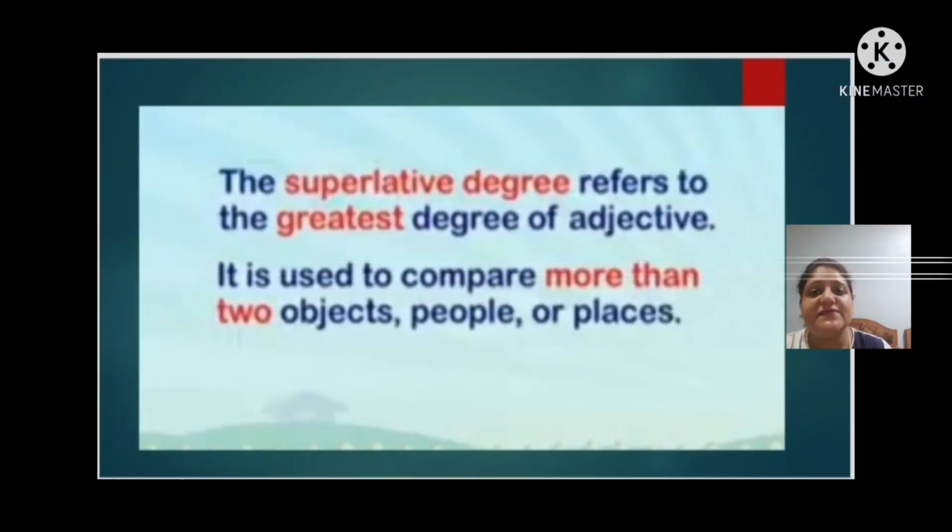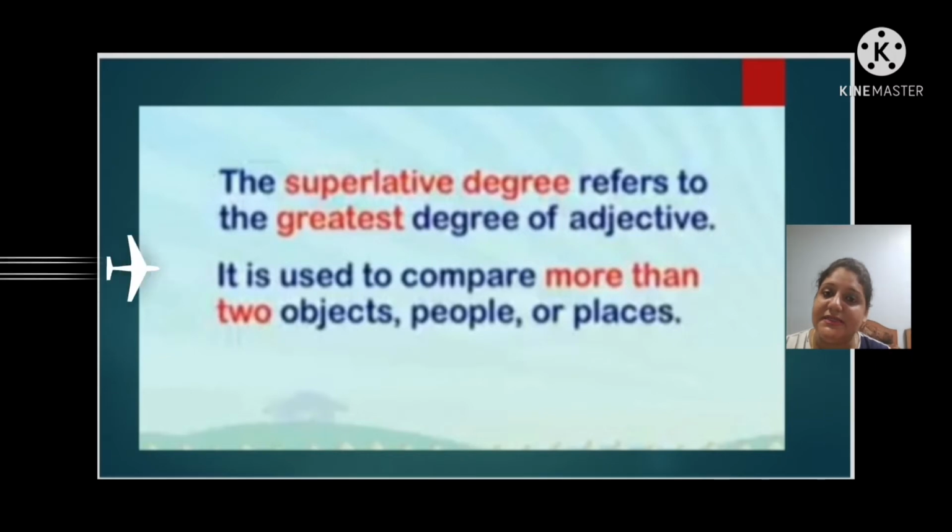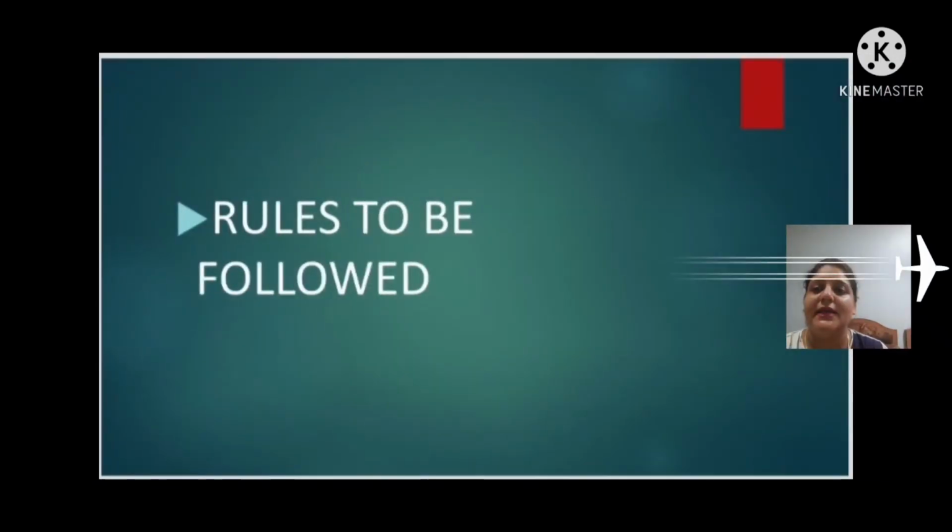The superlative degree refers to the greatest degree of adjective. It is used to compare more than two objects, people or places. In comparative degree, comparison is made between two, and in superlative degree, the comparison is made between not two but more than two. This is the main difference between the comparative and the superlative degree. Now let us learn the rules that are to be followed.